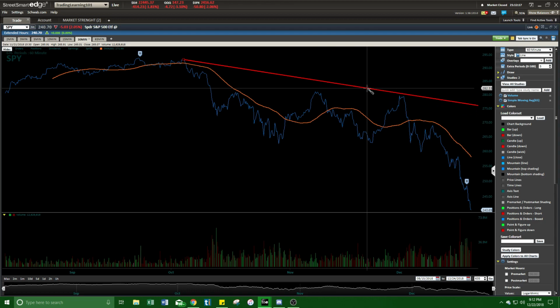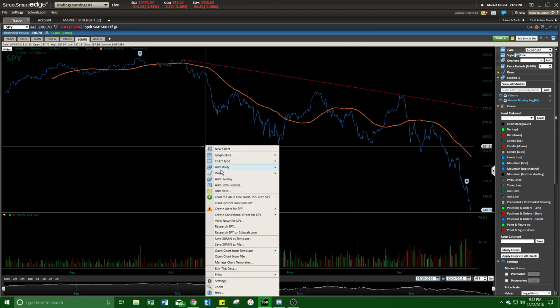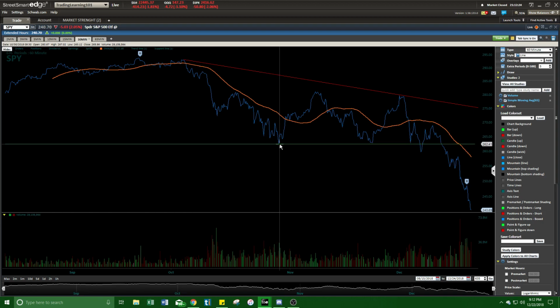Practice throwing trend lines on all of these, drawing out support lines, just doing this over and over and over again. Practice, practice, practice, and you'll get better and you'll get faster the more you do it every single day. You gotta put your time in.